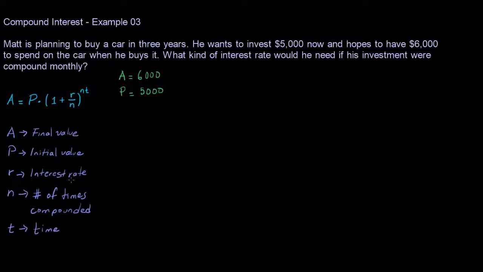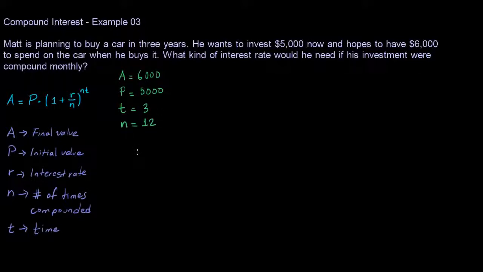He's planning to buy a car in 3 years. In this case, this would be our time. So T is equal to 3. Now, we know again that this investment is compound monthly. So that is to say N will be equal to 12.